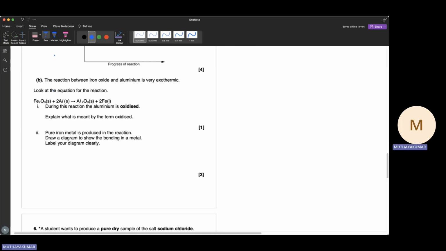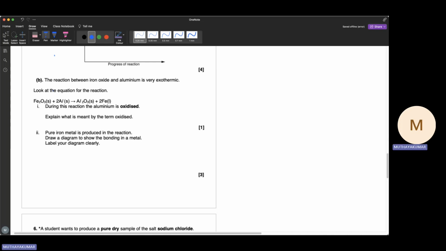Right, part B. The reaction between iron oxide and aluminium is very exothermic. So this means it's releasing lots of energy. Look at the equation for the reaction. Fe2O3 solid plus 2 aluminium, Al solid, forms Al2O3 solid plus 2 Fe, and that's an L, which means liquid. During this reaction, the aluminium is oxidized. Explain what is meant by the term oxidized.